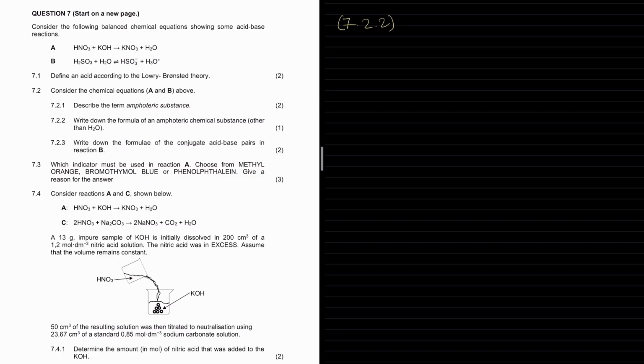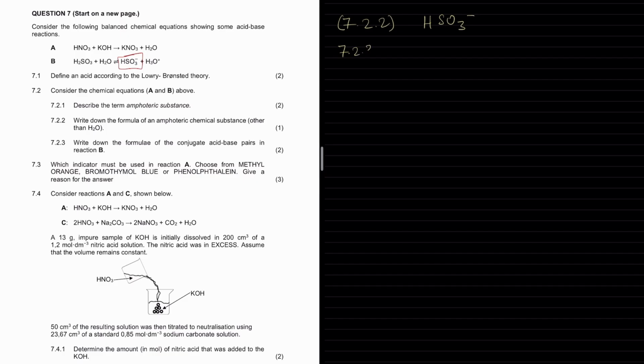If I look at A and B, I see that this substance can act as an amphoteric substance. It can donate a proton, it has one to donate, and it also can accept a proton because it has a negative charge. So HSO3 minus.